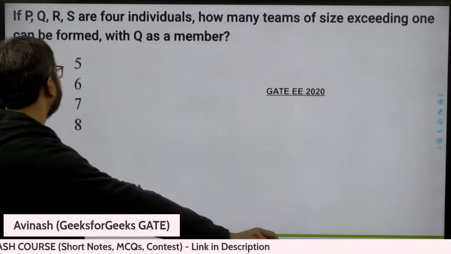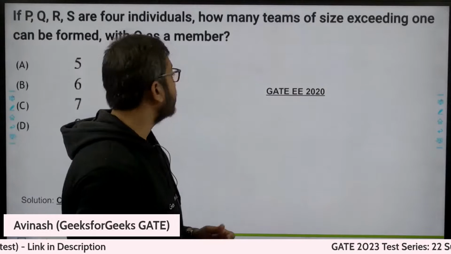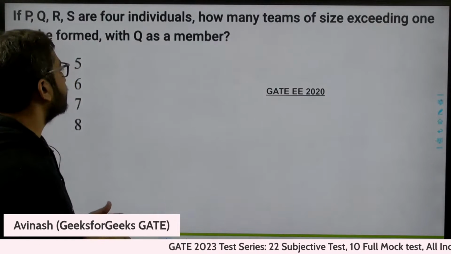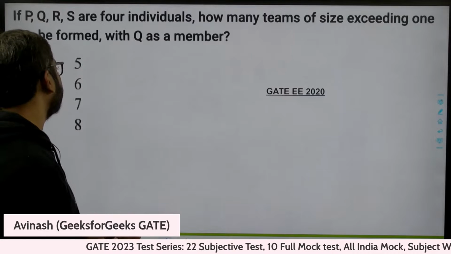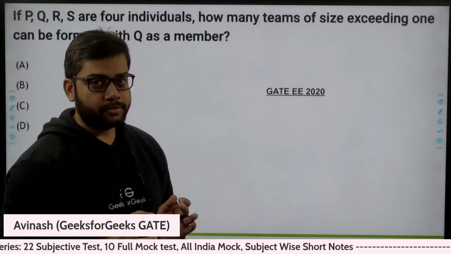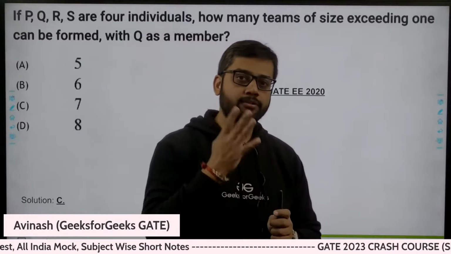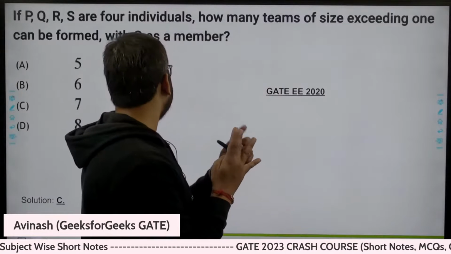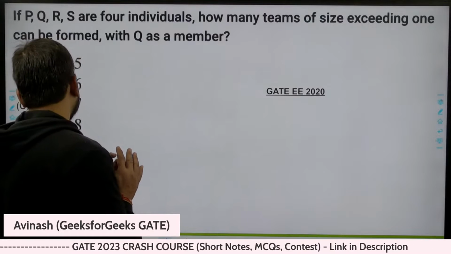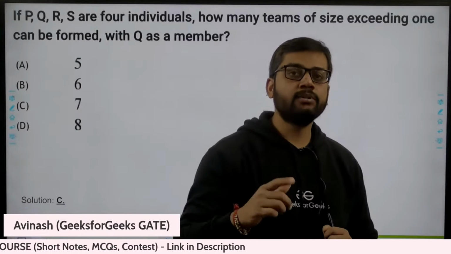See this question. This is also from the GATE Electrical Examination 2020. P, Q, R, S are 4 individuals. How many teams of size exceeding 1 can be formed with Q as a member? Understand this question. It says there are 4 people, P, Q, R, S. How many teams of size exceeding 1? We have to form a team which will be more than 1.